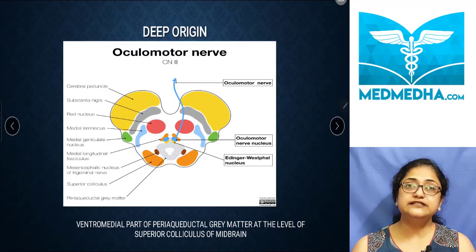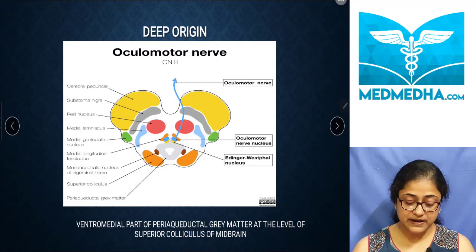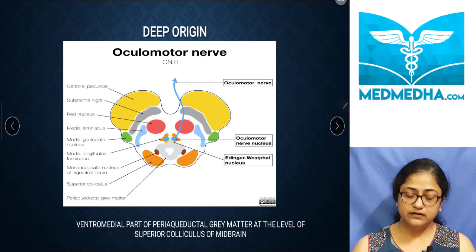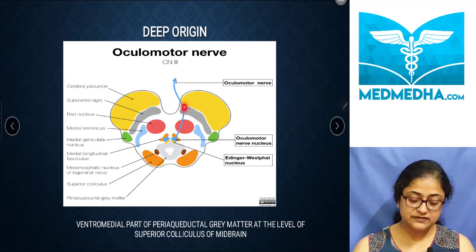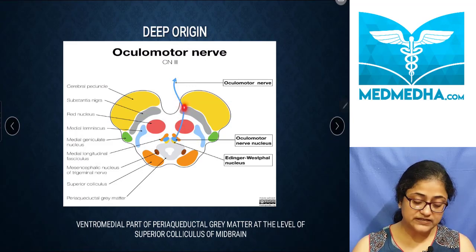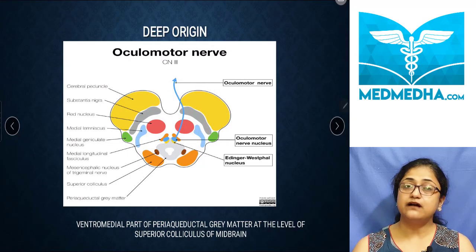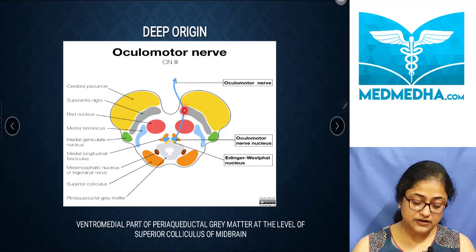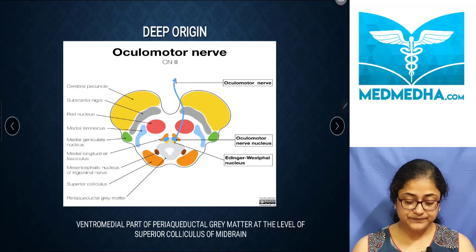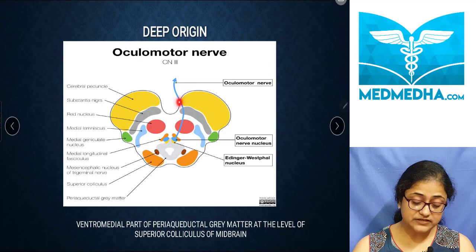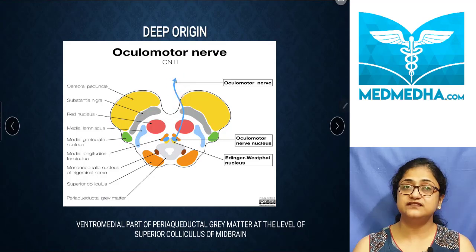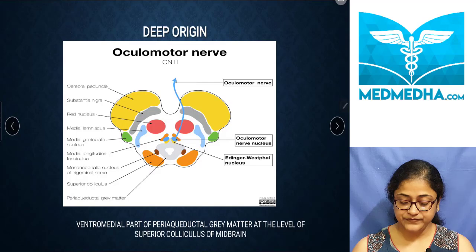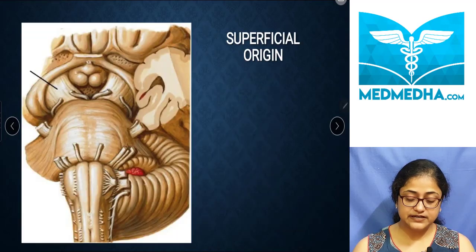Now after taking origin from here, the grey matter, the axon of the nerve fibers passes through the substance of the brain, midbrain, from the dorsal aspect to the ventral aspect, and you can see it is coming out from the medial side of this structure. This is the cerebral peduncle or the crus cerebri, and it comes out from the medial side of that crus cerebri. So, when you are seeing from the surface of the midbrain, the nerve where you are seeing, that is known as the superficial origin. So, after deep origin, next we will study where lies the superficial origin.